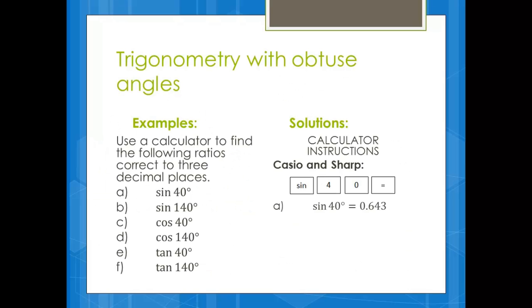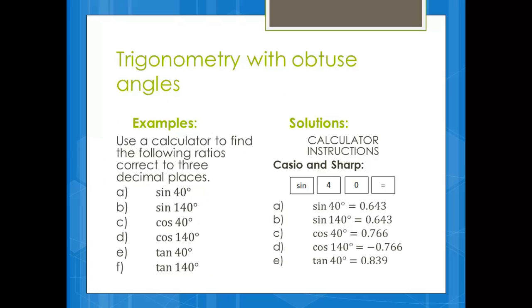Notice that taking the sine of 140 degrees also gives 0.643. The cos of 40 degrees is 0.766, and the cos of 140 degrees is negative 0.766. Tan 40 degrees gives 0.839, and since we know that the tan of the obtuse angle is negative, we expect that the tan of 140 degrees is negative 0.839.